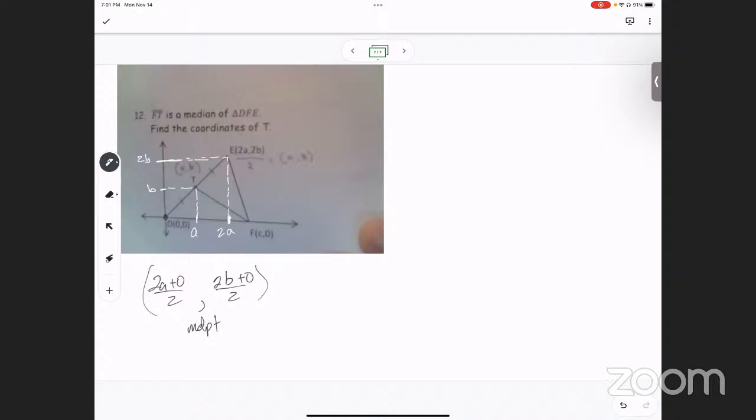Yep. Okay. So if they had it in a different place, if they didn't have this centered at 0, you'd have to put a different value here. That makes sense? Mm-hmm.